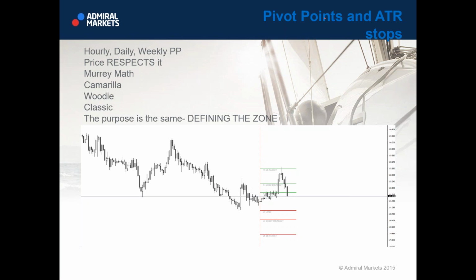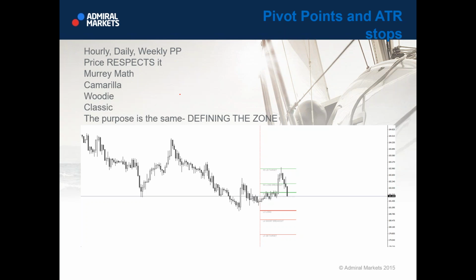So pivot points and ATR stops are something which I really advise you to use. I already sent you the ATR indicator. If you don't know what the ATR indicator is, you just need to email me. I will send it again, or I will send it if you don't have it. Okay. So the ATR stop is used. I will talk about it.